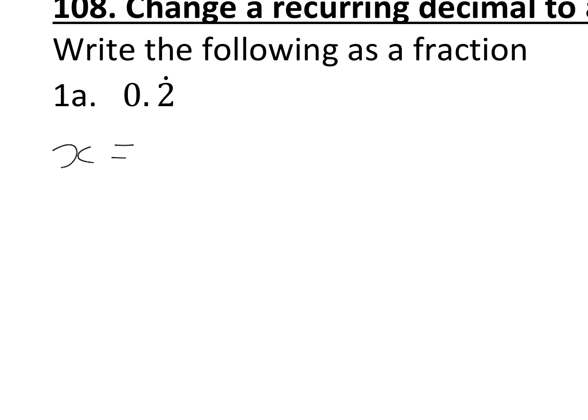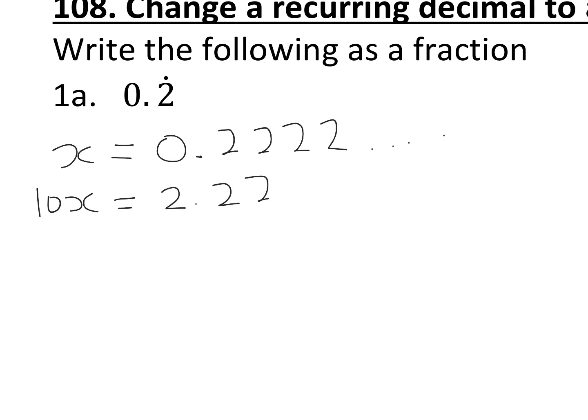So what is our method? Our method is to define the recurring decimal to be x and write it out in full so we can see it. And then we're going to consider 10x, multiplying both sides by 10. And if we do that, we would get 2.22222 recurring.